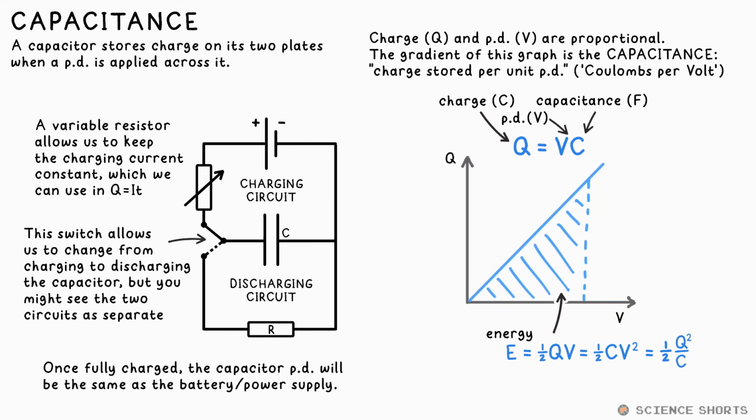Once fully charged, the PD across the capacitor will be the same as that of the battery. It's worth remembering that before this point, the rest of the PD from the battery will be taken up by the resistor in the circuit.